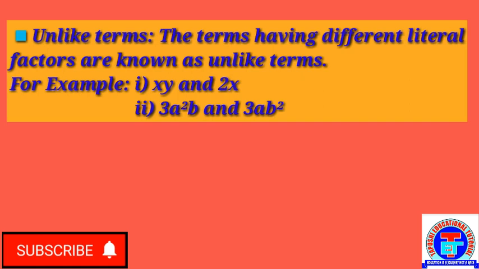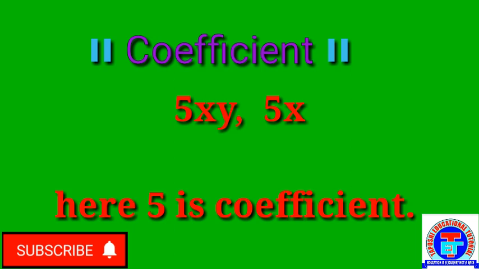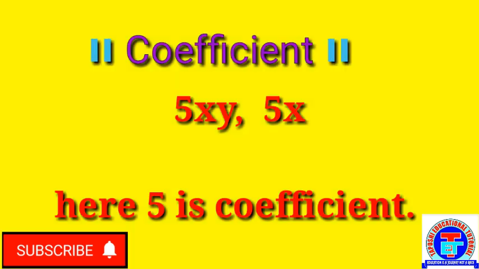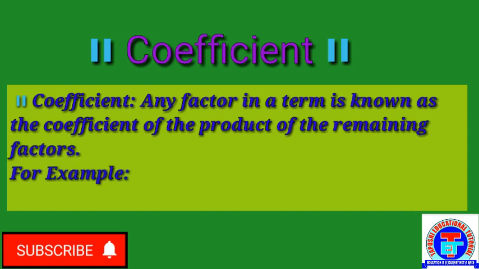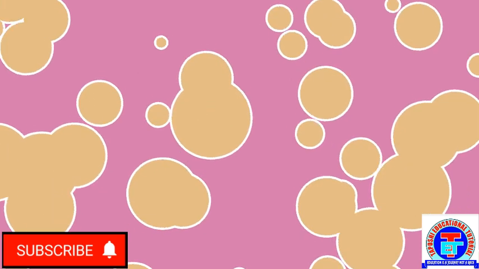Now here the question, what is coefficient? Here I write 5xy or 5x. So 5xy. Okay, so 5 here is the coefficient. Any factor in a term is known as the coefficient of the product of the remaining factors. For example, in the term p square q, the coefficient of p square is q, and the coefficient of q is p square.